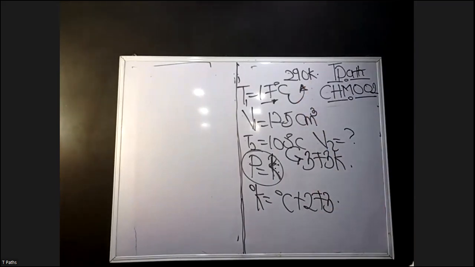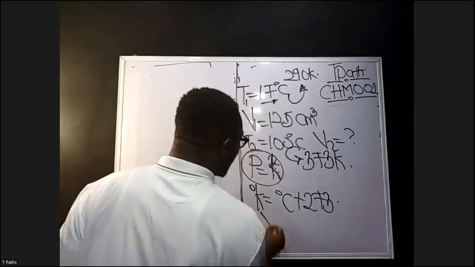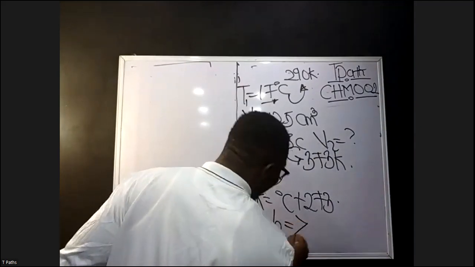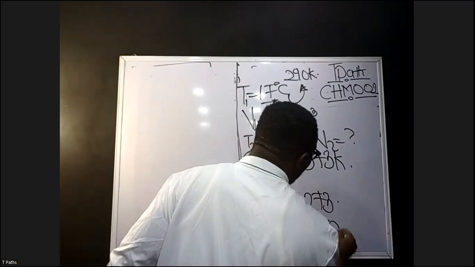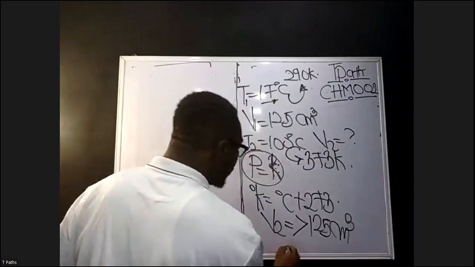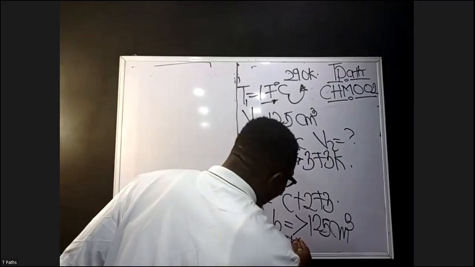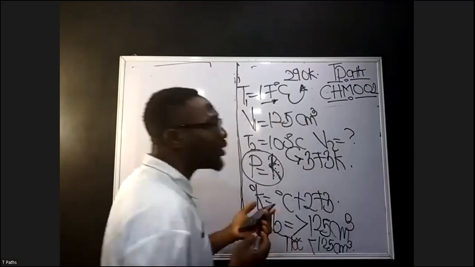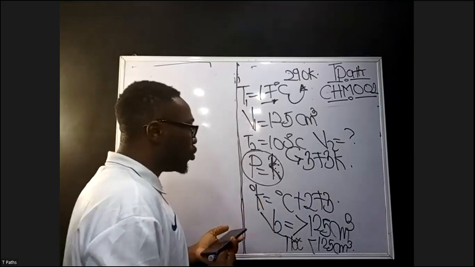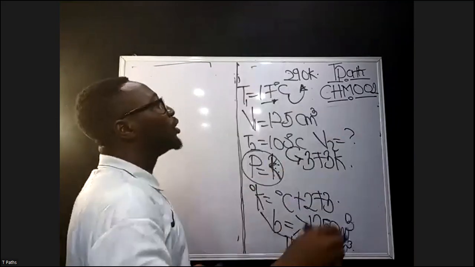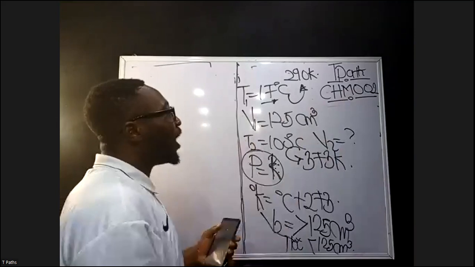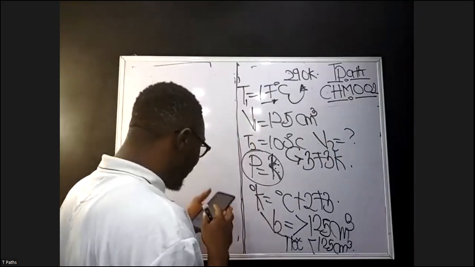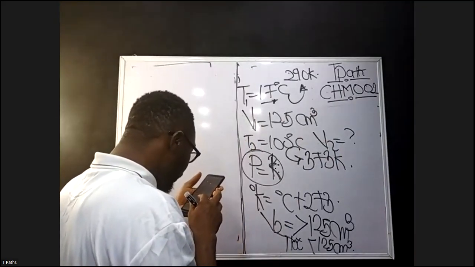That means we expect the same thing for volume. So if V1 is 125 centimeter cube, V2 must be greater than 125 centimeter cube and not less than 125 centimeter cube. So you look at your options. Which of the options is less than 125 centimeter cube? You see an option like that, just cancel that option. Why are you doing that? Because it increases accuracy. It increases accuracy.